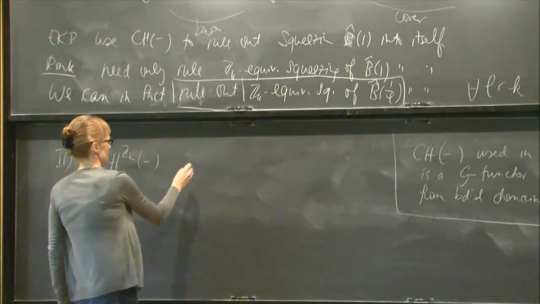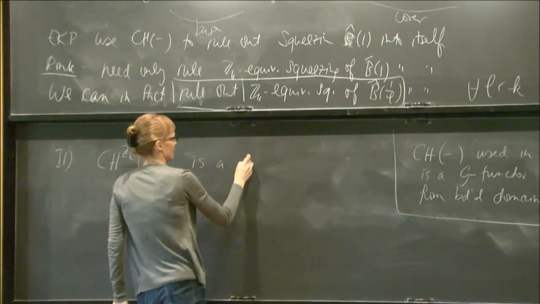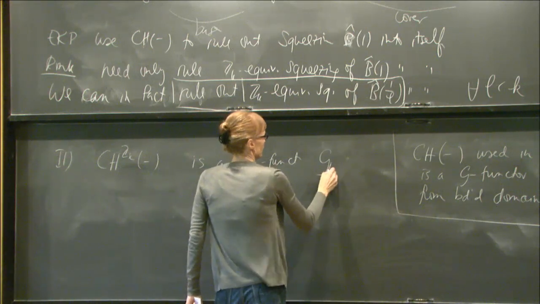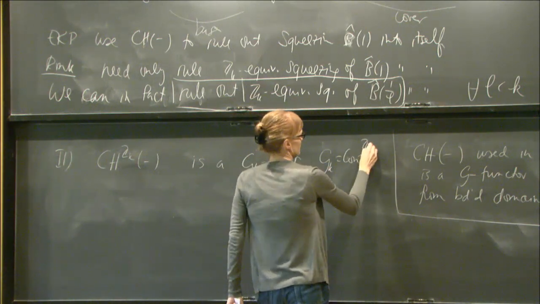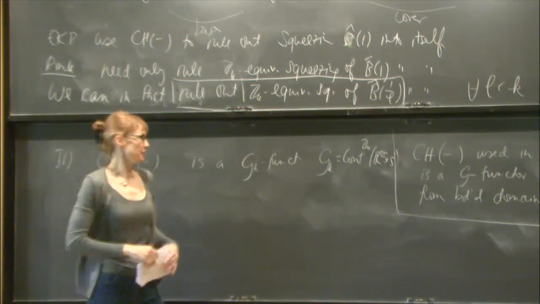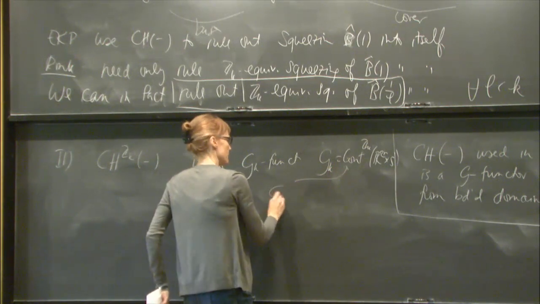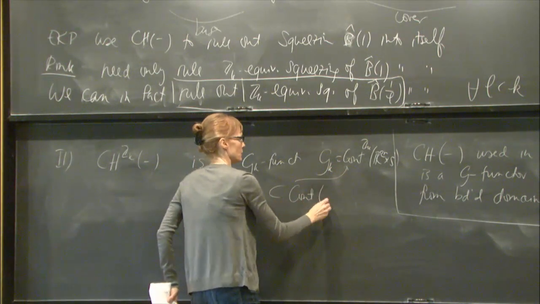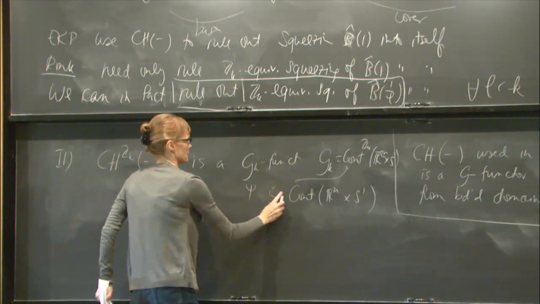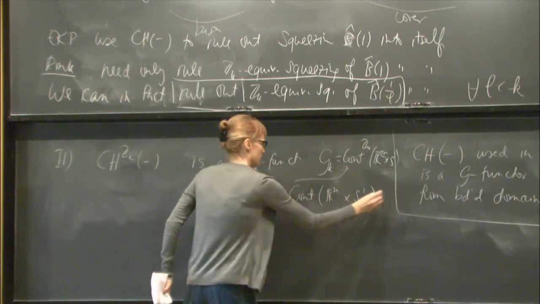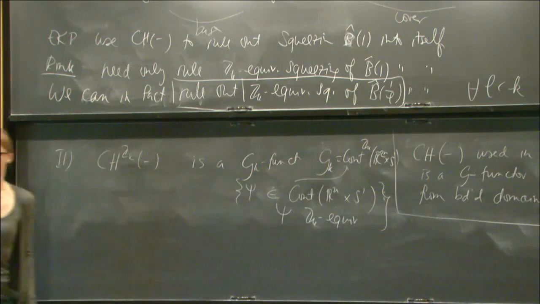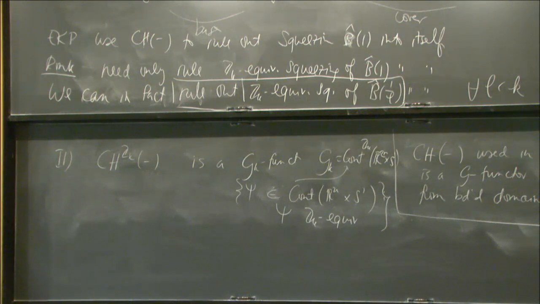And this will be a GK functor, let's say, where GK is cont ZK. So I did not define this group yet, but this is just those contactomorphisms in cont ℝ2n cross S1, put it this way, which happens to be ZK equivariant for the ZK action that I defined.